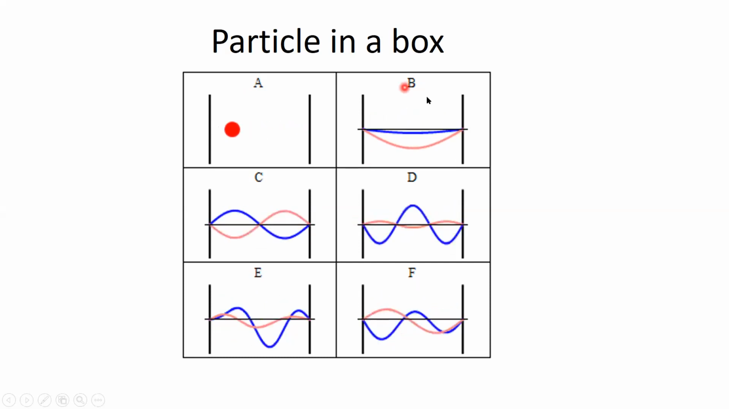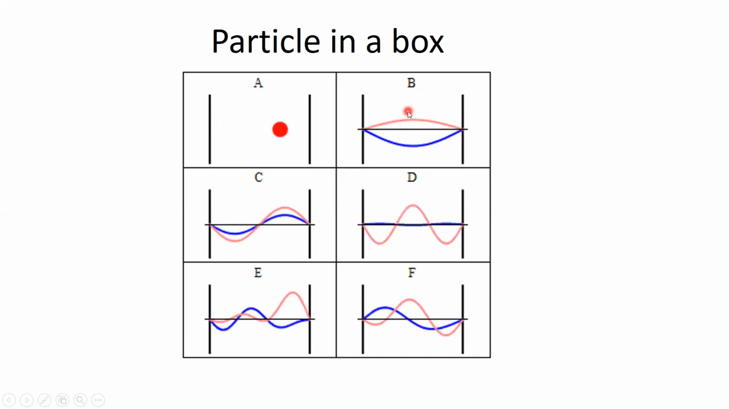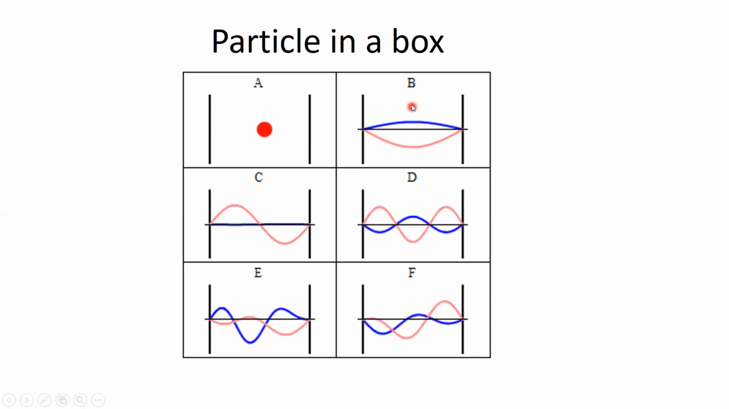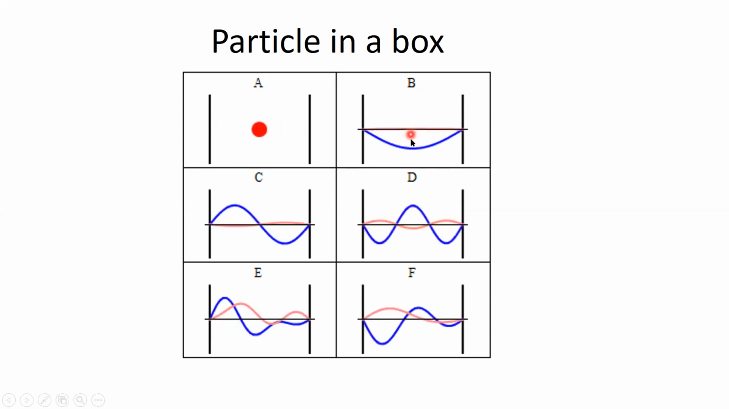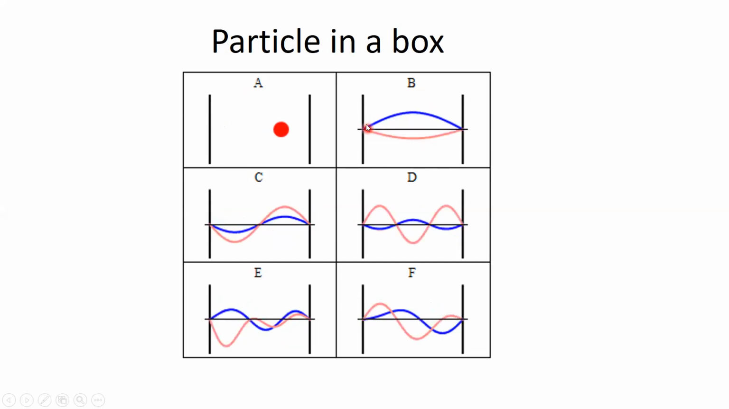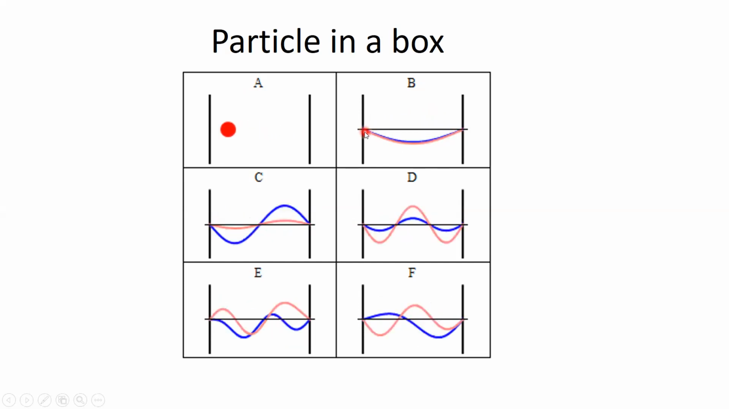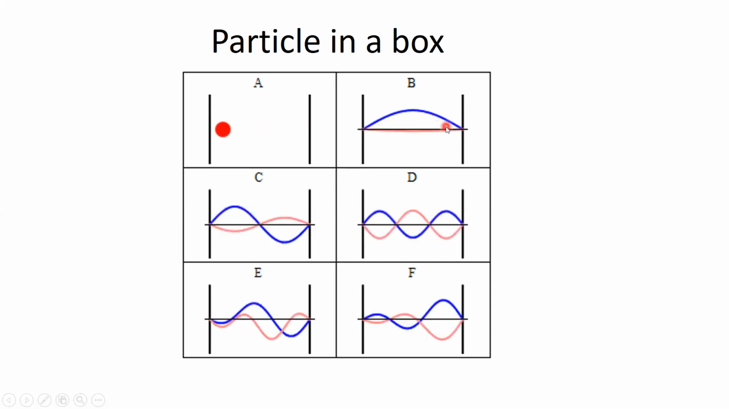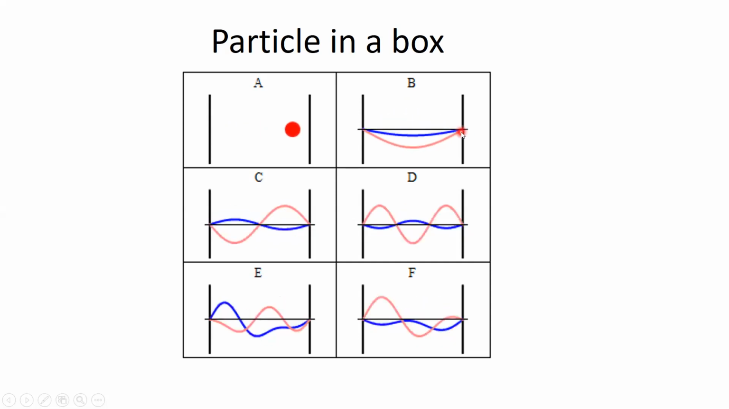Let's take the first one as an example. As you can see, the probability of finding the wave in the middle of the box is a maximum and goes down as we go to the edges. Here, there is no probability to find the wave. Here, the amplitude is a maximum for the wave, and here it is 0.